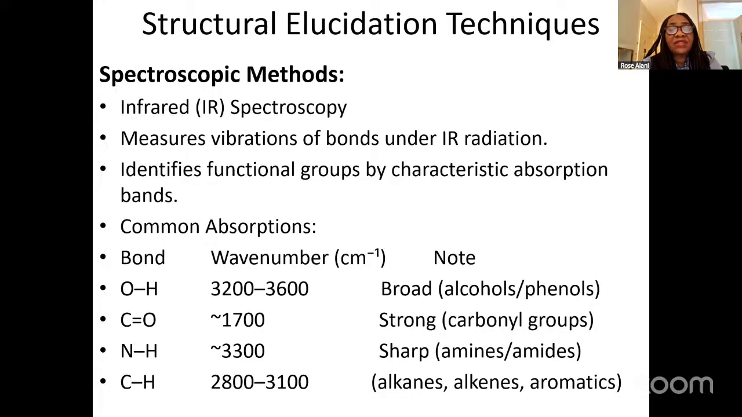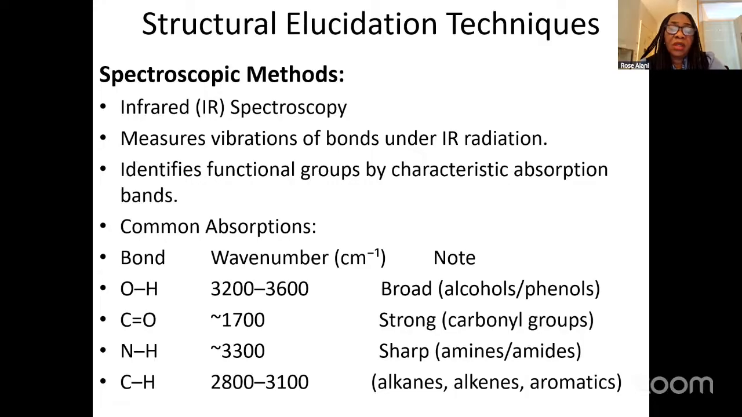It identifies your functional groups by characteristic absorption bands. So you have the wavelengths where different bonds absorb. So the OH bond absorbs between 3,200 and 3,600 wavelength.